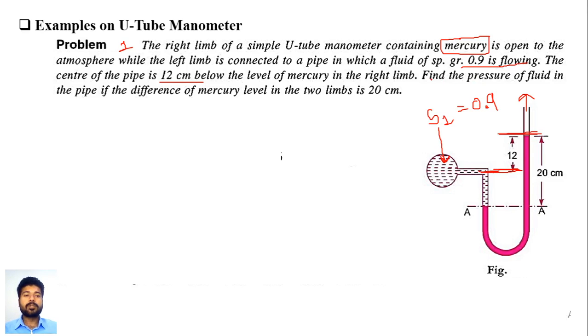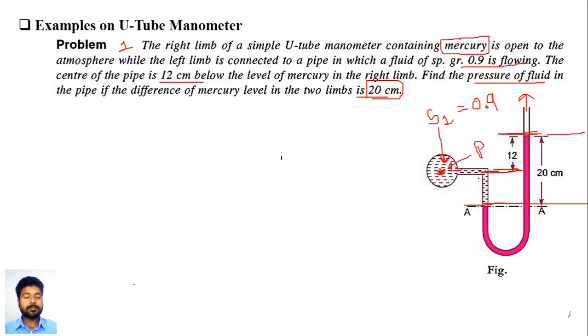Okay, so find the pressure of the fluid in the pipe if the difference of mercury level in the two limbs is 20 centimeters. So we have a difference of mercury level, this level and this level, which is 20 centimeter. We need to find the pressure intensity in this pipe, P.